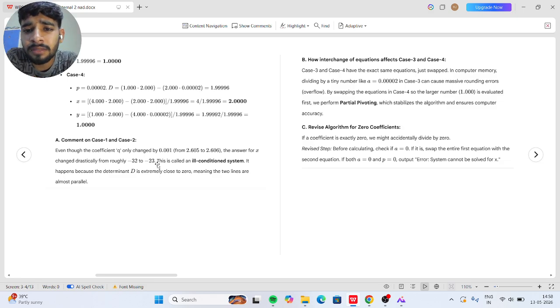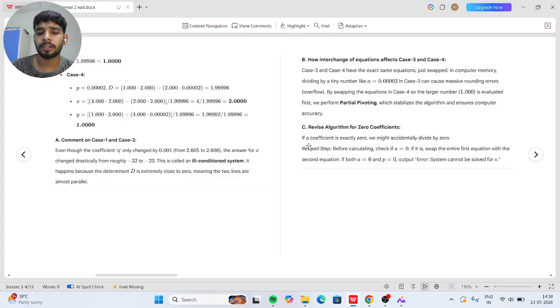And the second part, B, asks how interchange of equations affects case 3 and case 4. Case 3 and case 4 have the exact same equations, just swapped. In computer memory, dividing by a tiny number like 0.00002 in case 3 can cause massive rounding errors or overflow. By swapping the equations in case 4, the large number 1.000 is evaluated first. We perform partial pivoting, which stabilizes the algorithm and ensures computer accuracy.